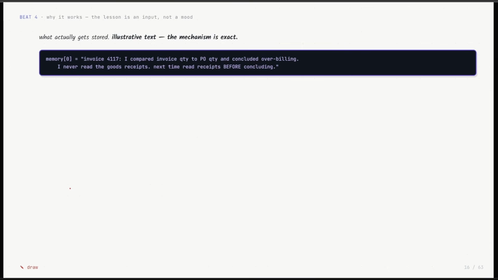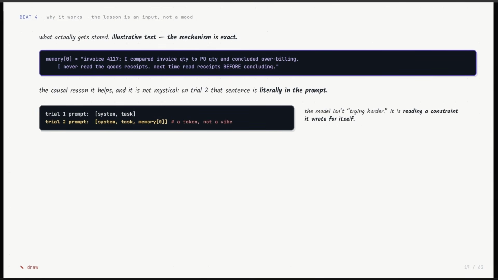So this text here is quite illustrative. So the mechanism, you need to look here. Let's look at this example. So you have invoice number 4117. And here I compared invoice quantity. This is what your evaluator will be saying. I compared invoice quantity to PO quantity and concluded over billing. Okay. I never read the goods receipt. Next time, read goods receipt before concluding. So that's what we are having as lesson from the first trial. So here, the causal reason helps us for the next trial, of course.